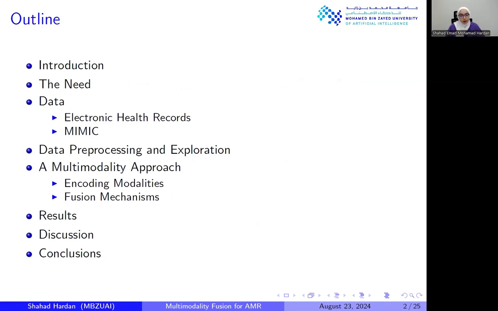So first, we'll introduce the problem. Why do we really need to predict antimicrobial resistance using machine learning? What data are we using? How are we pre-processing it? How are we exploring it? And what multimodality approach do we use? Then we'll discuss the results and the conclusions from these results.